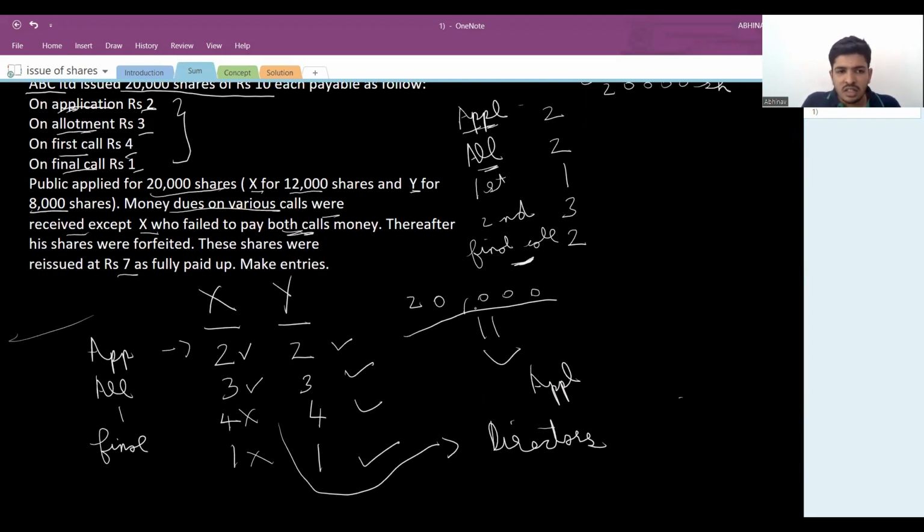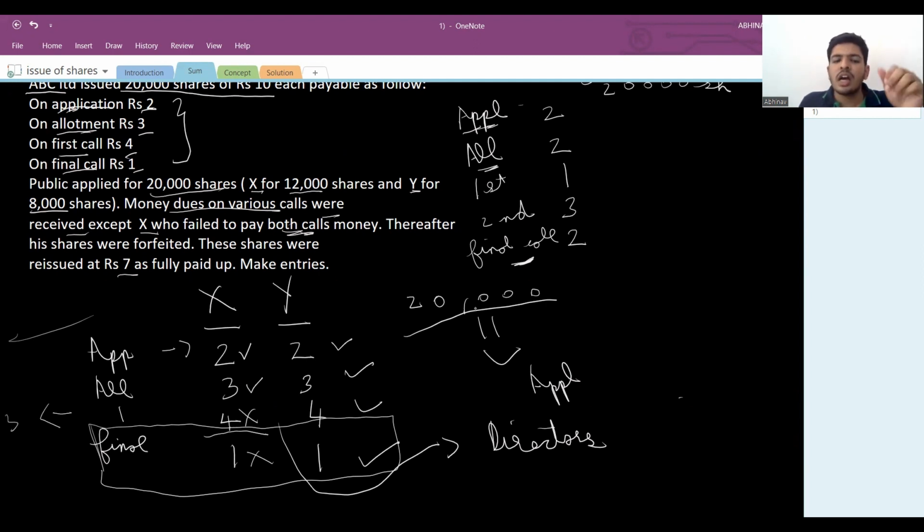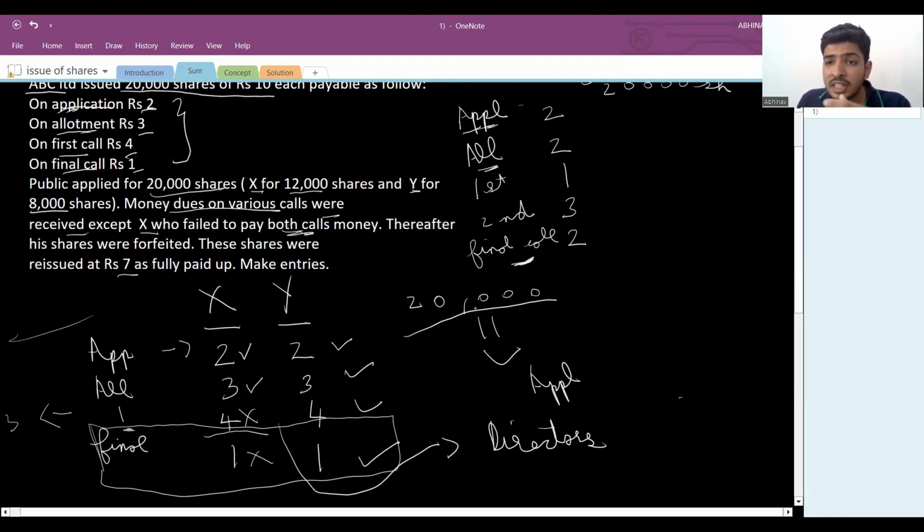Now, let's take this case. Forget about the question. Say I didn't call the final call amount. That means there are four installments, but now only the third installment is asked. The fourth installment is still not demanded. During the calling of the third installment, Y paid the amount, but X did not pay the amount. So the directors had an opportunity here to send a notice to X telling him to pay within 7 days or get lost. But the directors didn't do it here. It is the directors' discretion as to when they can do it. If the directors would have done it here, then we would have forfeited the shares of X after the third installment itself. But the directors didn't do it.